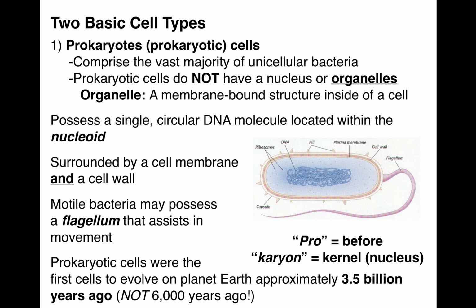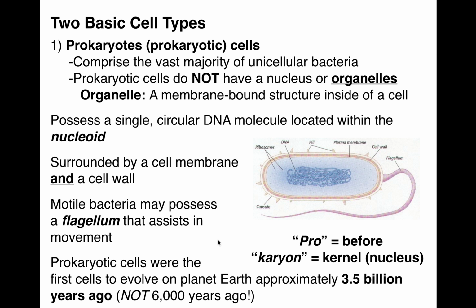Some bacteria can move and thus have a flagellum. You can see this whip-like tail on one end of the cell. That's the flagellum. And what this flagellum will do in bacteria is actually rotate like a propeller, moving the cell through whatever environment it happens to live in.